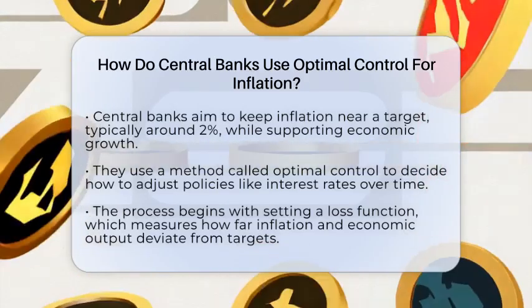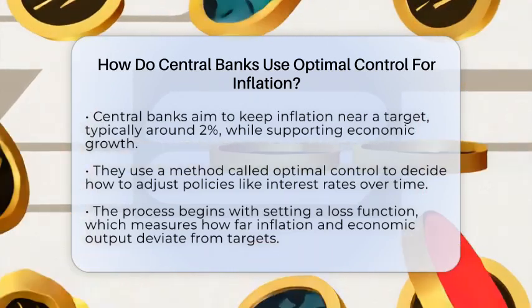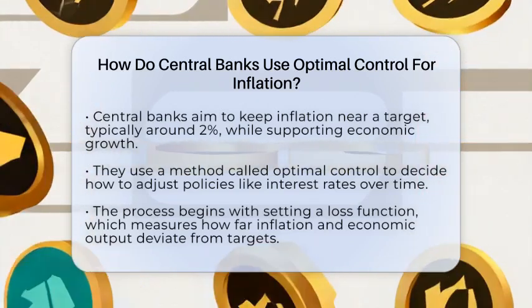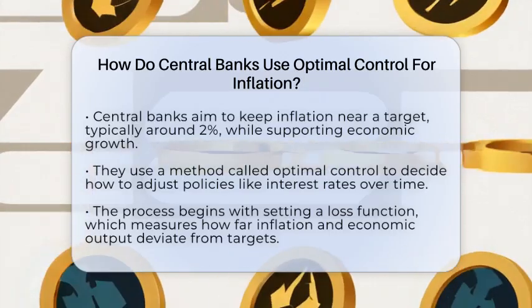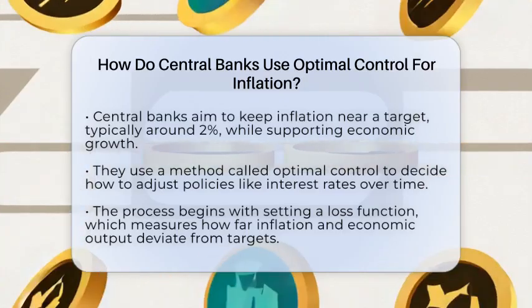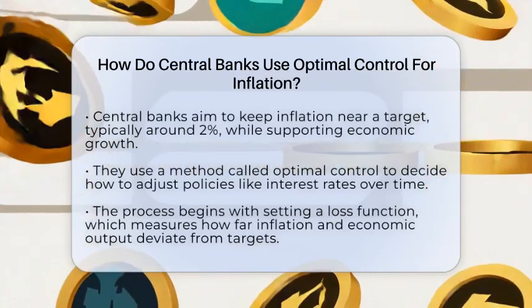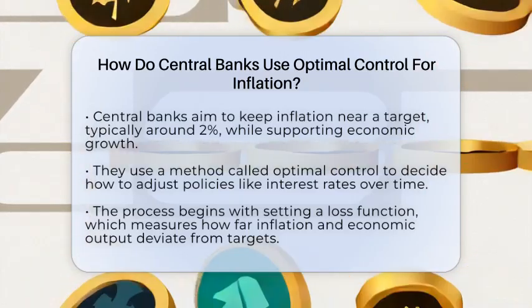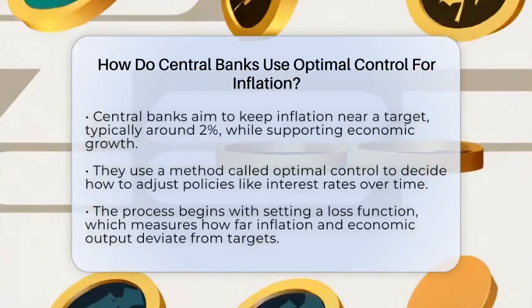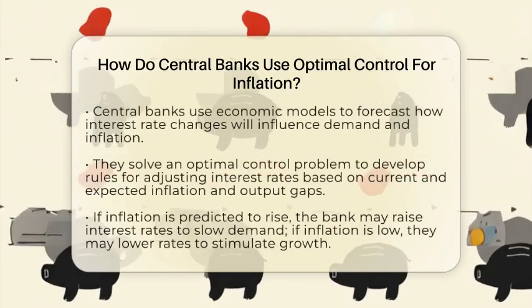To do this, they use a framework called optimal control, which helps decide how to adjust policies like interest rates over time. The process starts with the central bank setting a loss function. Think of this as a way to measure how far inflation is from the target and how much the economy is deviating from its potential. The goal is to minimize this loss, balancing the need to control inflation and keep the economy stable.